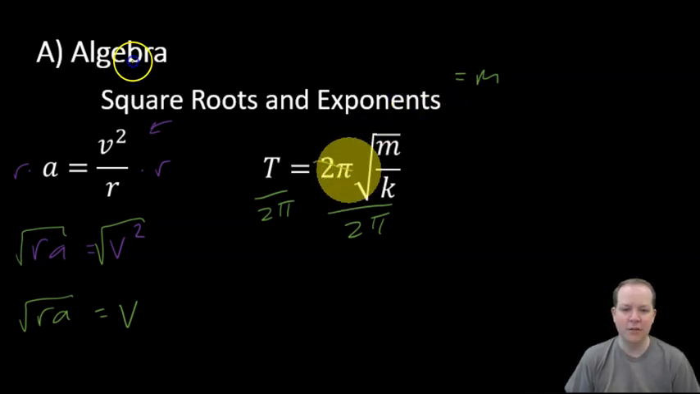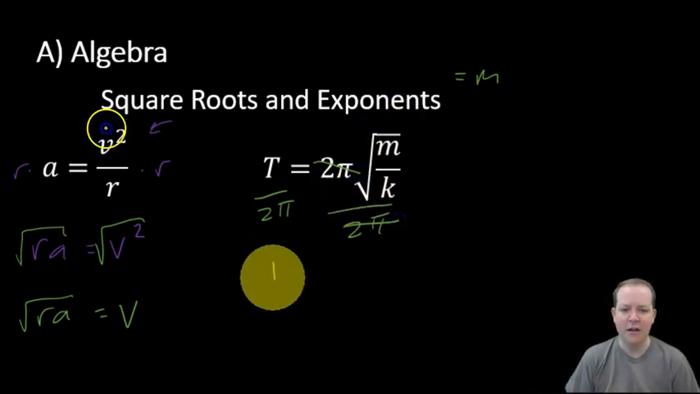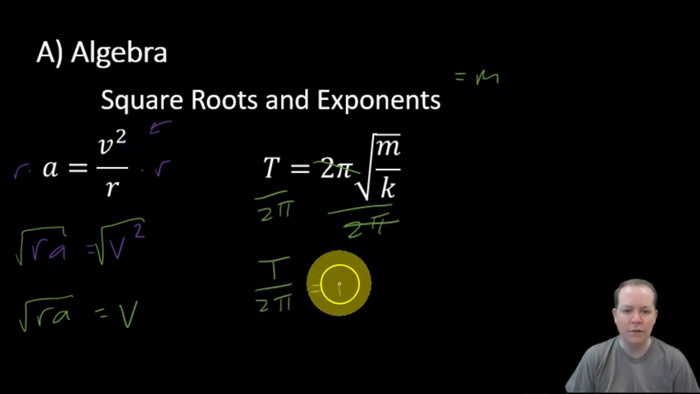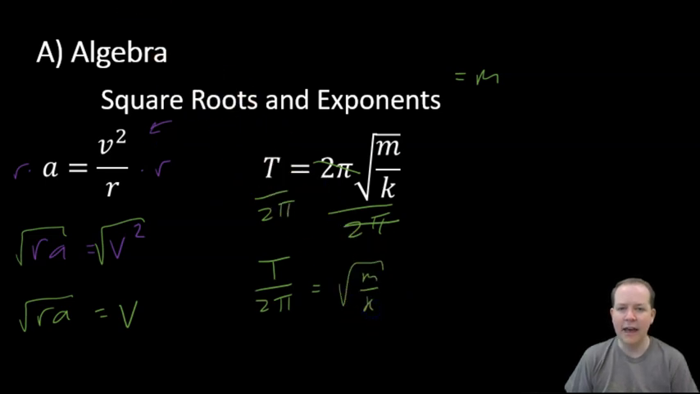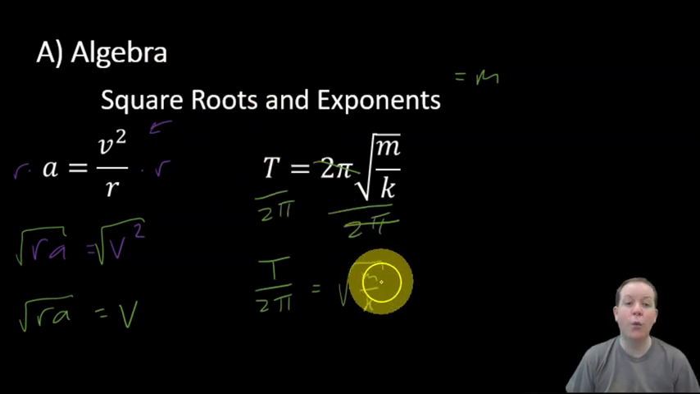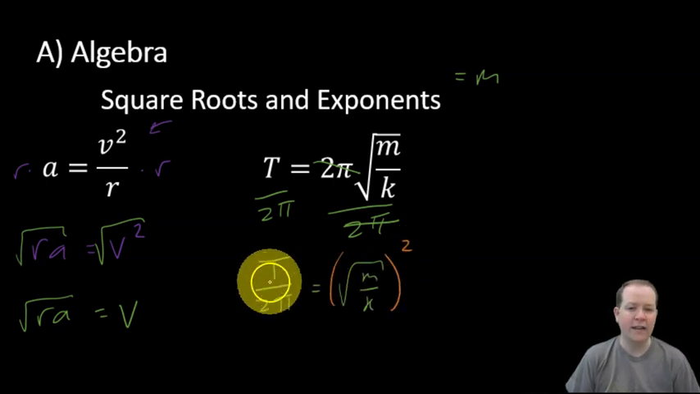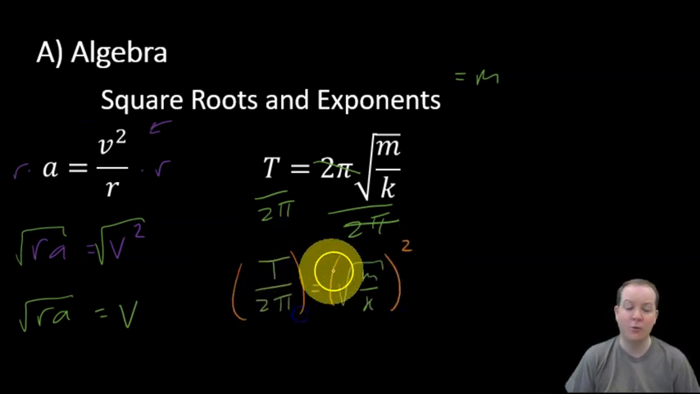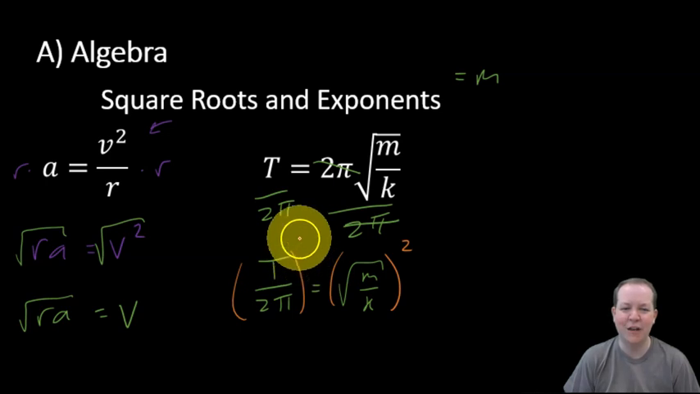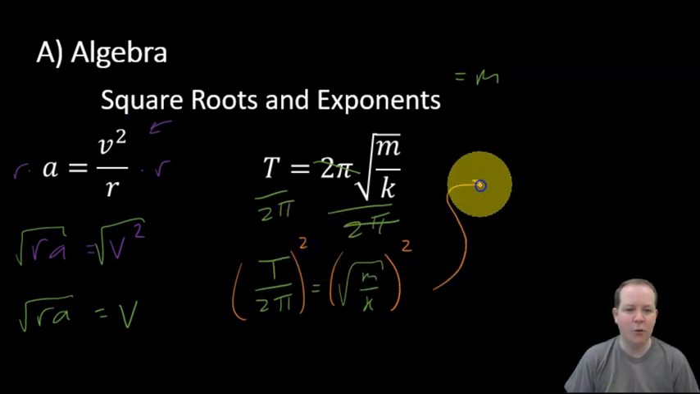Ultimately, I want something that looks like this: m equals a whole bunch of garbage over here. So I'm going to divide both sides by 2 pi. That's going to cancel it out there. So t divided by 2 pi equals the square root of m over k. Well, okay. Now, how do I get rid of this square root? Well, I square it. The way I undo a root is to raise it to that power. And if I square the right side, I have to square the left side.